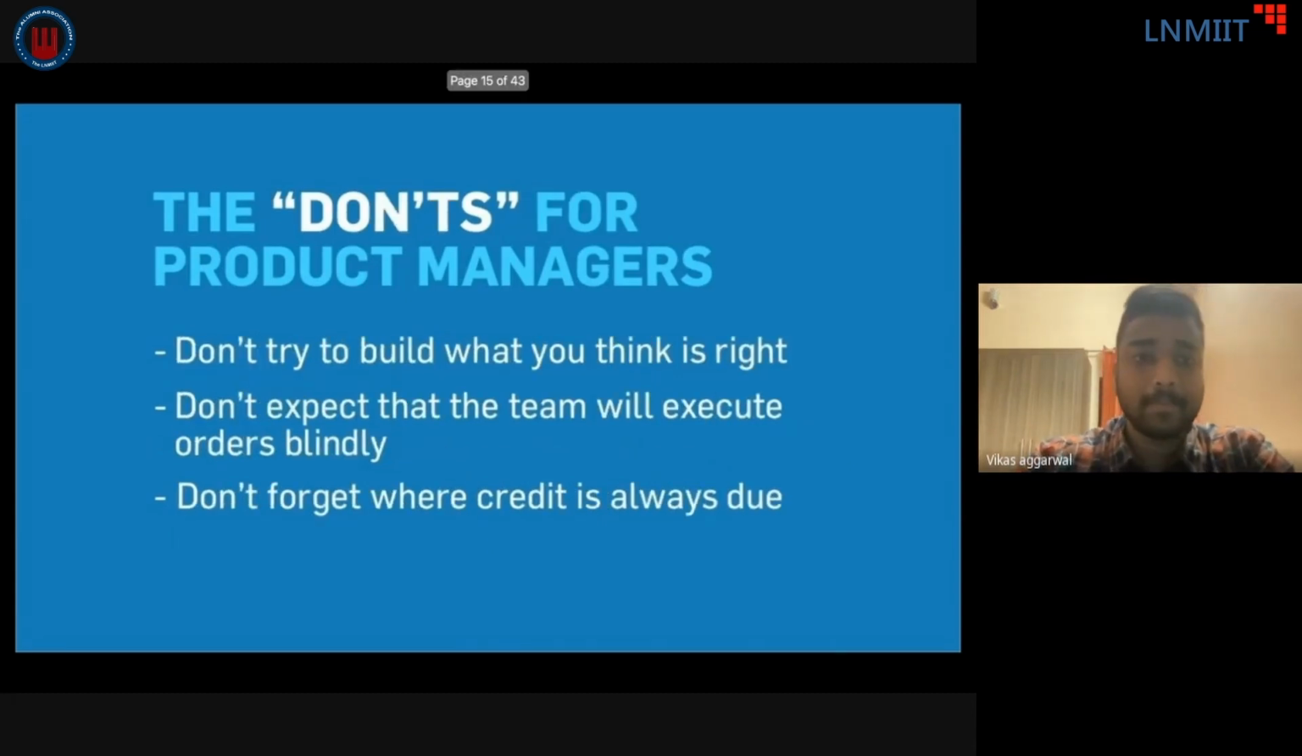Okay. These are the don'ts for the product manager. So don't try to build what you think is right. And this is very much important. Every one of you who wants to aspire for product management, this is very much important. In the interviews also, it may be asked how you develop a product. So don't try to build the product what you think is right.